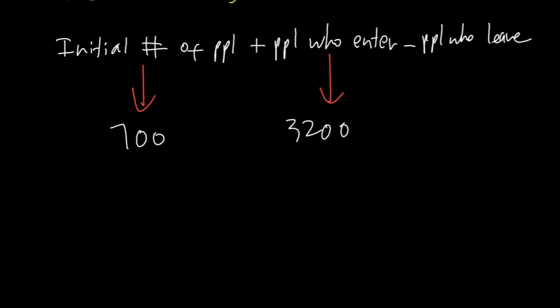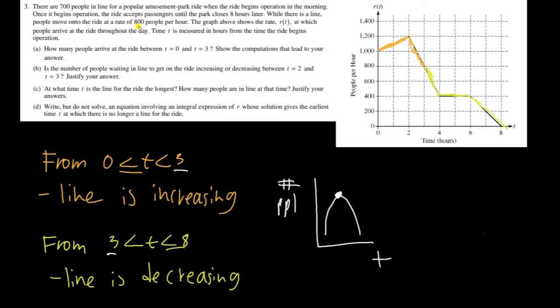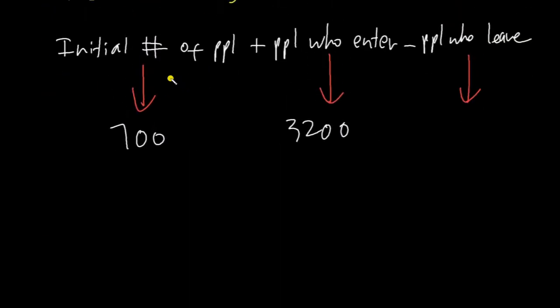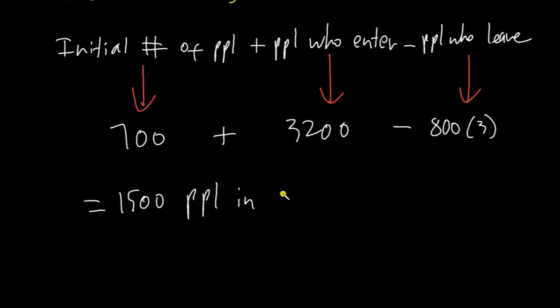And then what is the number of people who leave? Well, let's think about that. There are 800 people who are leaving the line per hour, okay? And so if we're going for 3 hours, the number of people who are going to leave is 800 per hour times 3 hours. That's that, okay? So 700 plus 3,200 minus 800 times 3. If you write that in your calculator, you get 1,500 people in line at time t equals 3.